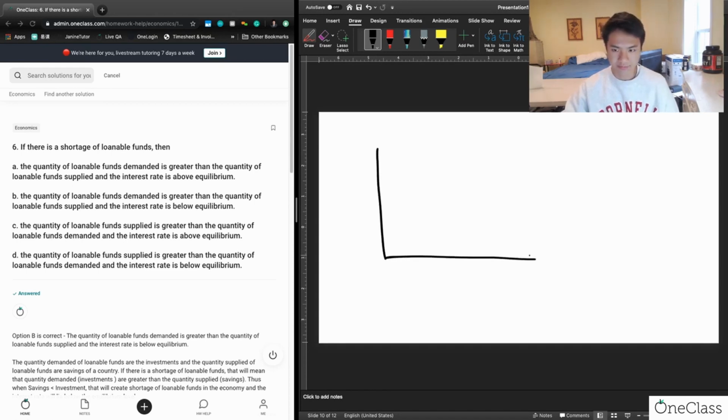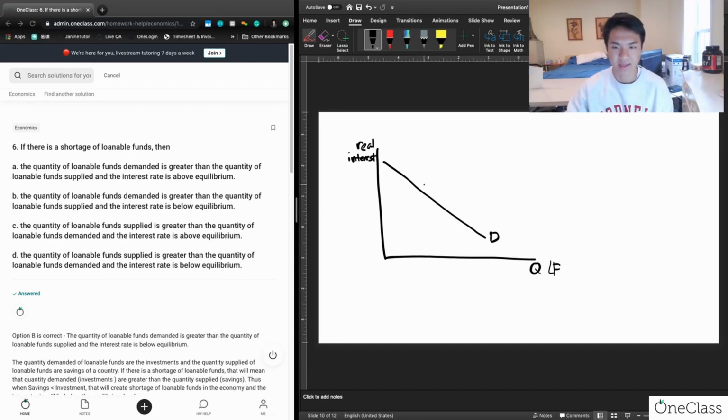And so we have, instead of having price here, we have the real interest rate. And over here on the x-axis, instead of quantity of goods, we have quantity of loanable funds. And then everything else is basically the same. We have a demand curve for loanable funds given by how much money is being asked for in terms of loans.